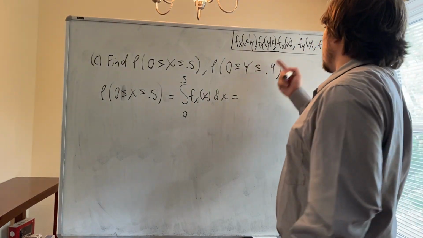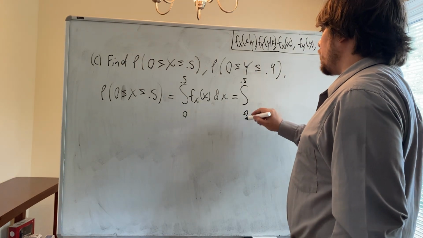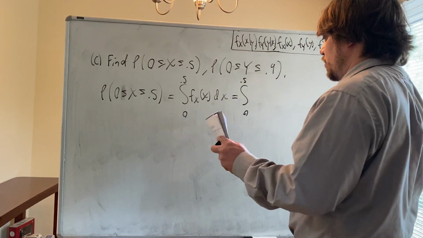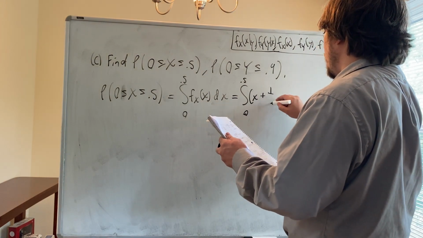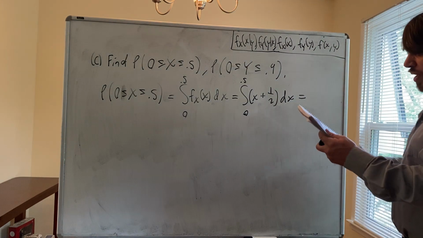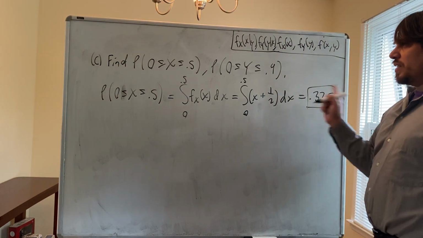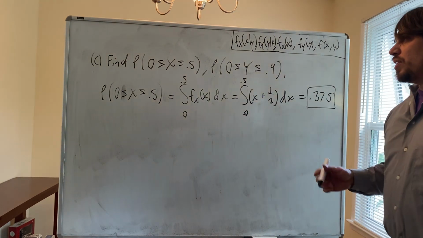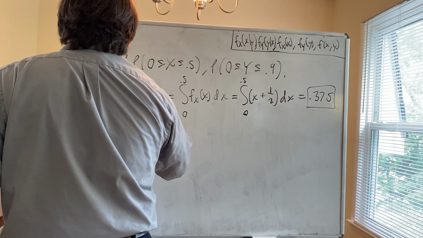And so what is f sub capital X of x? We found it before. For x between 0 and 1, which is all of the x's between 0 and 0.5, we get that function is x plus 1/2 dx. And so when you compute that definite integral, you get 0.375. And so that integral is that. As side work here, how you compute that definite integral.